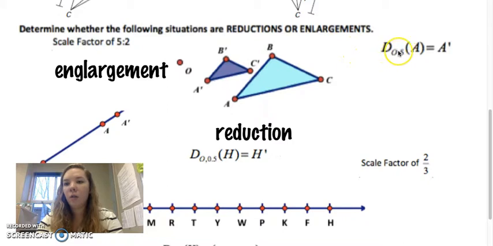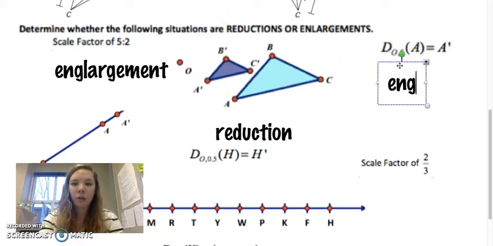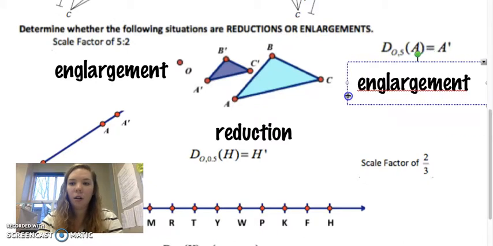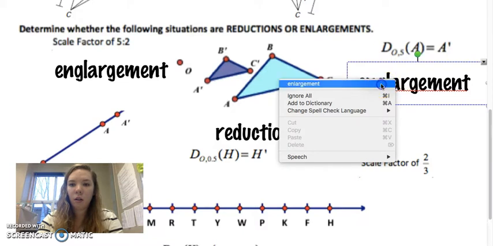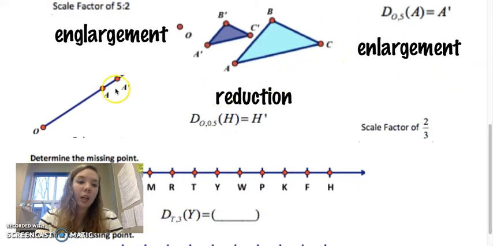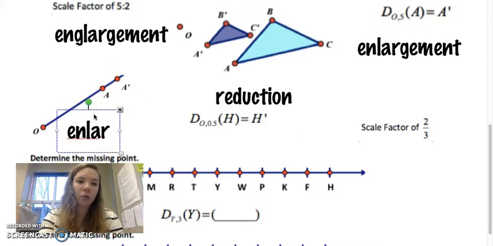Here, this is around the origin with a scale factor of 5. So this is an enlargement that's bigger than 1. Here, my pre-image is inside of my image. My image is on the outside, so it got bigger. This is an enlargement.